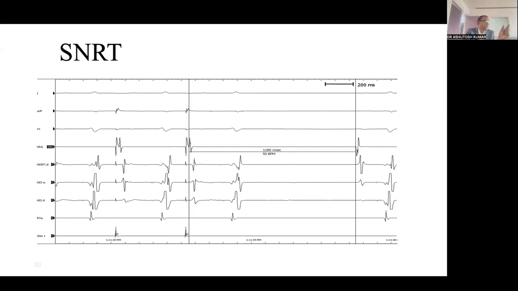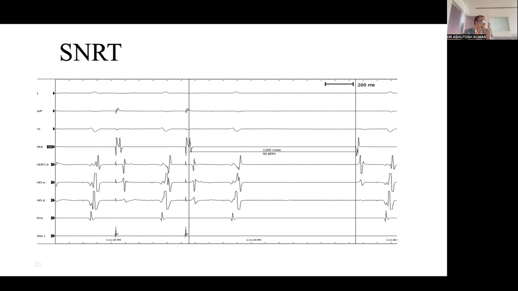Every time we measure how much time it takes, the gap between the last paced beat and the recovery, and we subtract the basic cycle length from it. For example, if the basic cycle length is 1000 milliseconds and recovery takes 2000, it is 1000 additional, meaning it is taking 1000 more milliseconds to recover. The critical value we use for measurement is 525 milliseconds. If the recovery time exceeds the basic cycle length by more than 525, it is significant and he needs a pacemaker.